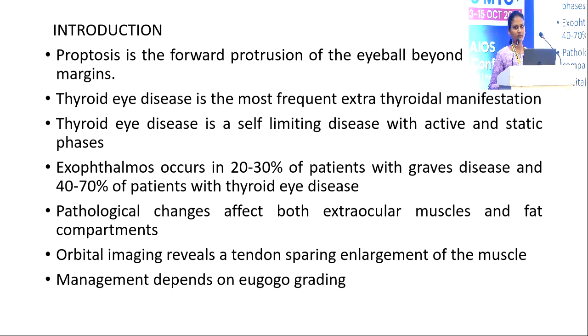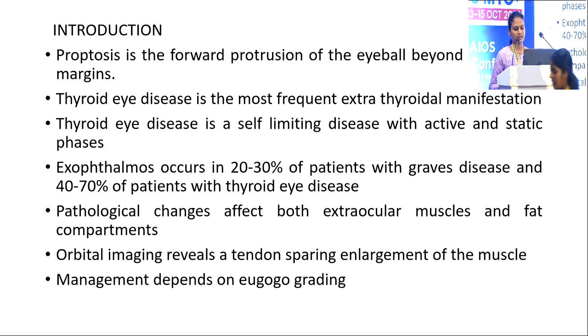Thyroid eye disease is self-limiting with active and static phases. Exophthalmos is the term restricted to thyroid eye disease, and it occurs in 20 to 30% of patients with Graves' disease and 40 to 70% of patients with thyroid eye disease.